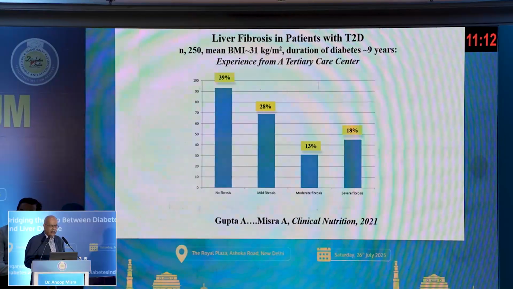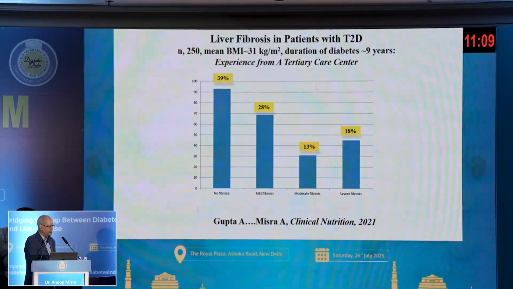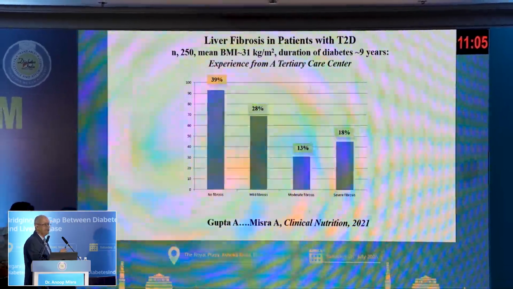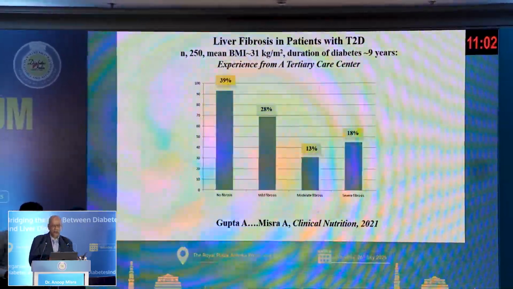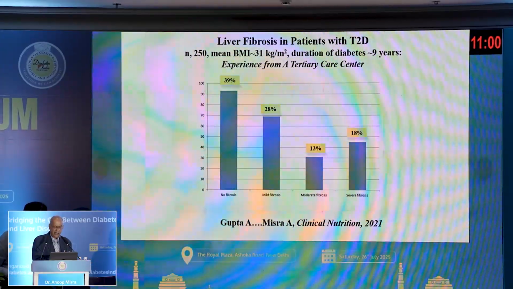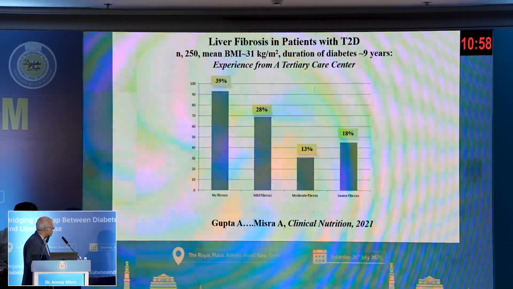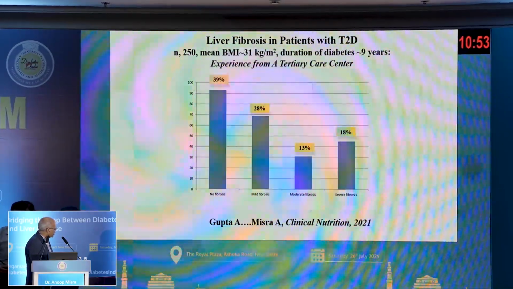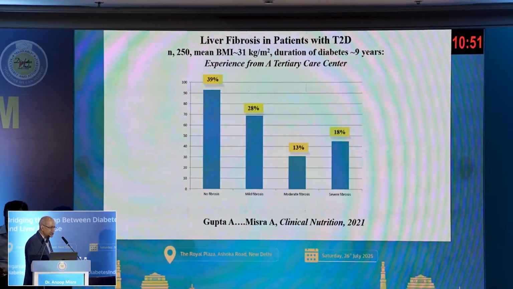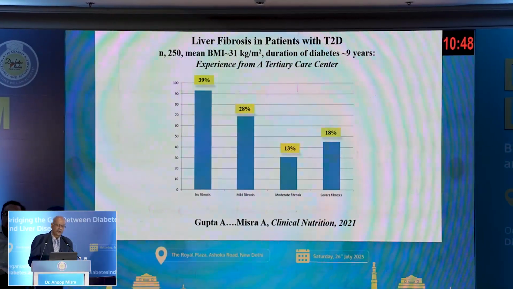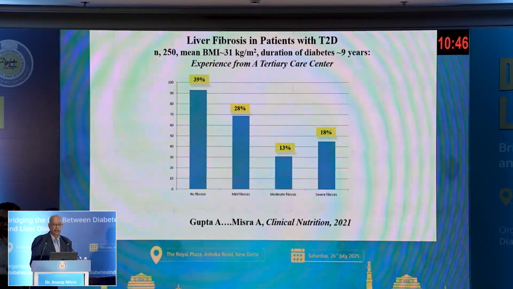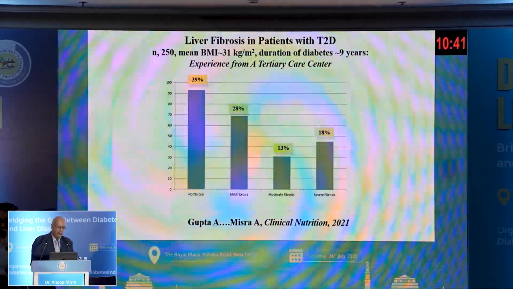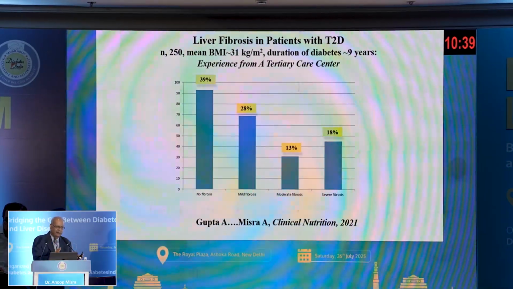And look at our data. This is quoted in our consensus guideline. This is liver fibrosis in patients with type 2 diabetes. I'm not talking about people who are normal, non-diabetic. This is type 2 diabetes. In the 250 patients we published in 2021, only 39% did not have fibrosis, which means 60% already had fibrosis. Now, this is damaging, extremely concerning data, because that's where we have to focus.